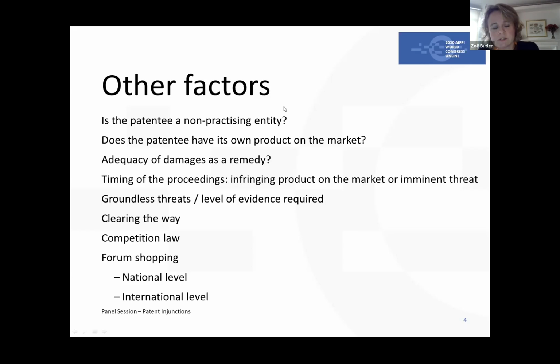But when the court then comes to look at a permanent injunction, we saw this very starkly in the Supreme Court decision in the Unwired Planet case, which concerned non-practicing entities. The court took the view that an injunction was appropriate, albeit an injunction that would only bite if the defendant didn't take the license that the court had settled as being the appropriate FRAND license in the circumstances.